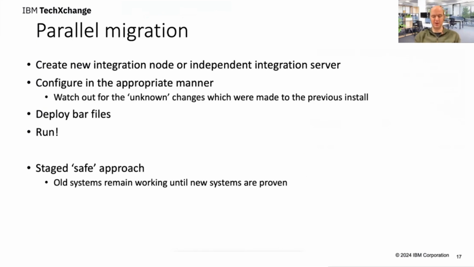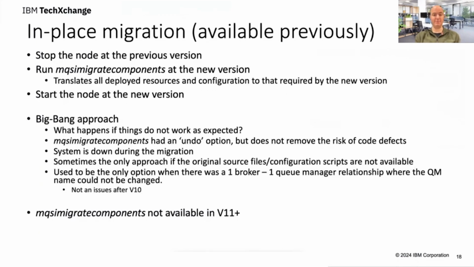The other main concept of migration used to be in-place migration, and we still support a version of that. That was where you had your existing servers, which had the integration nodes on them. You would shut down, you'd run that mqsimigratecomponents command. That would change all the config data on your node. You start back up and everything would be at the new version. And if things didn't work, you'd quickly have to try and back out and undo.